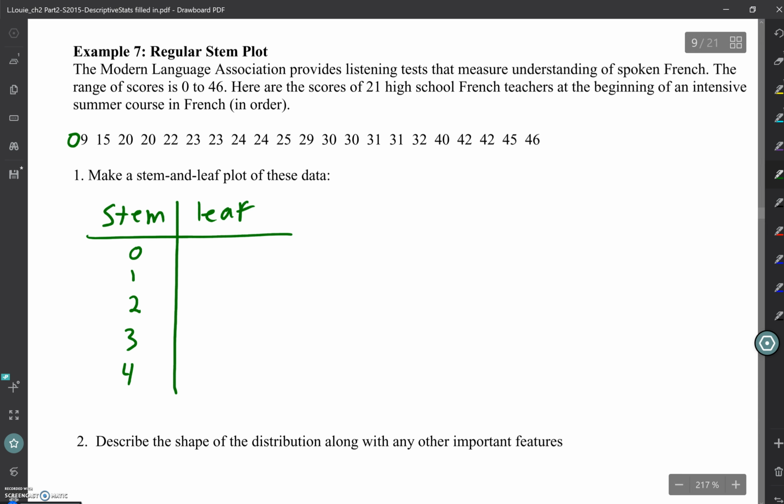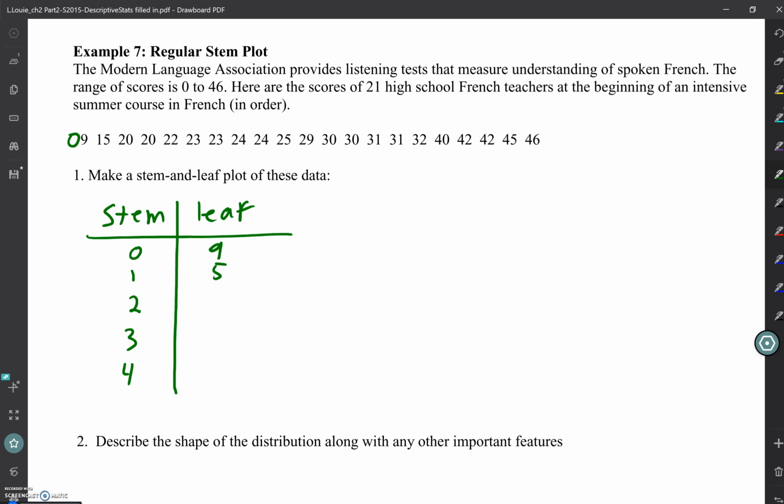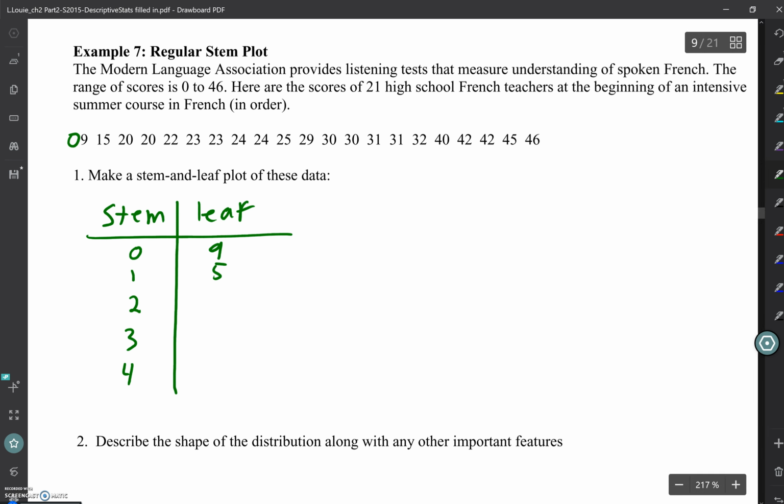So 0 only has 9, so its leaf is 9. 1 only has 5. Now the 20s, we're going to start stacking them as we go out, and we want to include the repeats. So we have 2 20s, which means we have 2 zeros for those leaves. And then we have a 2. We have 2 3s because of the 23s, 2 4s because of 24, a 25, and a 29.